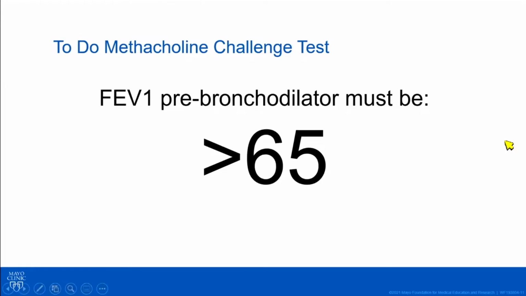And before you even do a methacholine challenge test, because you're putting patients at high risk, they have to have at least an FEV1 of greater than 65%. And that is pre-bronchodilator.